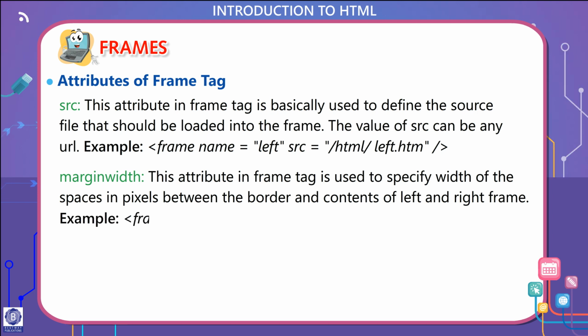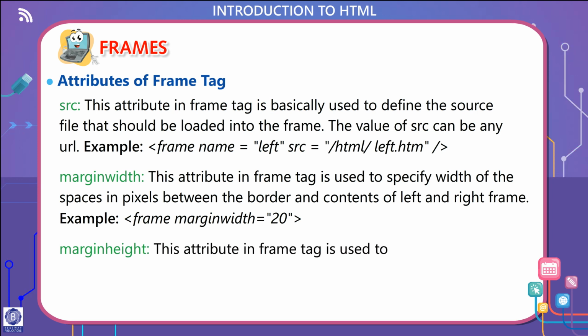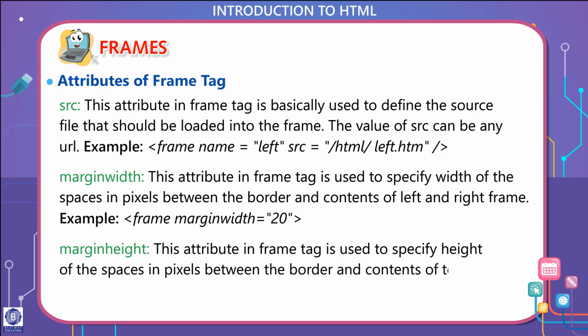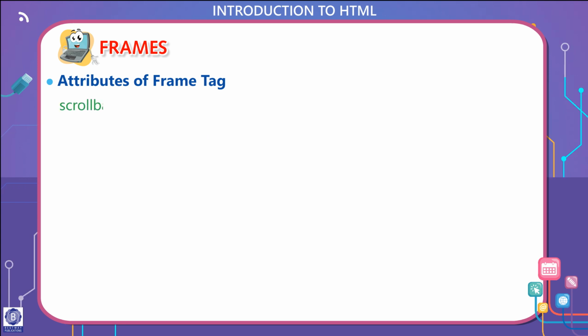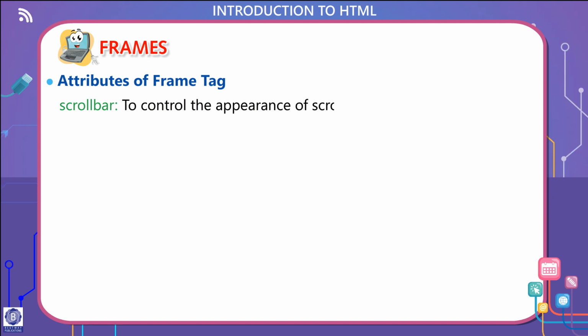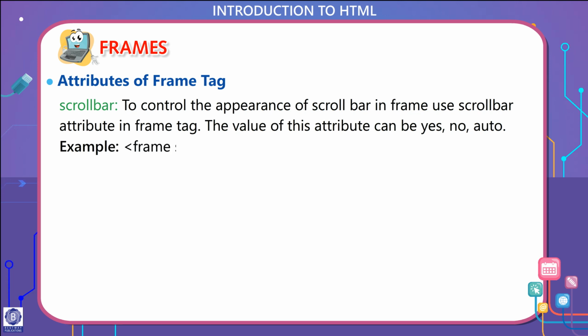For example, frame marginwidth="20". Marginheight: this attribute in the frame tag is used to specify the height of the spaces in pixels between the border and contents of the top and bottom frame. For example, frame marginheight="20". Scrolling: to control the appearance of the scroll bar in a frame, use the scrolling attribute in the frame tag. The value of this attribute can be yes, no, auto. For example, frame scrolling="no".